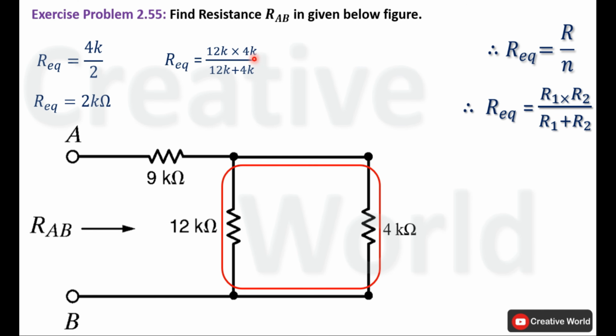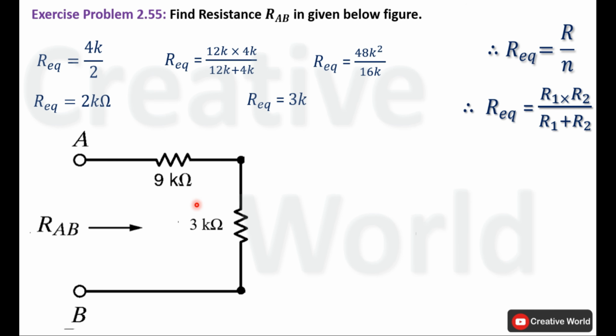Product of 12 kilo ohm and 4 kilo ohm divided by the sum of 12 kilo ohm and 4 kilo ohm. Product of 12k and 4k will become 48k square, divided by the sum of both 12k and 4k, which will become 16k. Divide 48k square by 16k. 1k will cancel out with the denominator k, and 48 will divide with 16. The answer will be 3k. So we can replace these two resistances with a single resistance having the value of 3 kilo ohm.